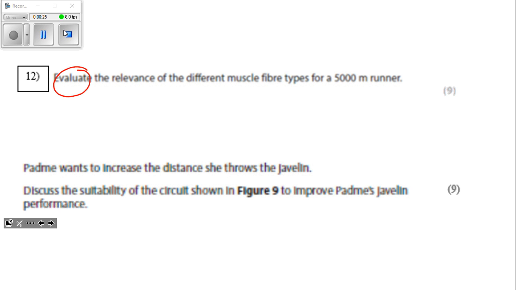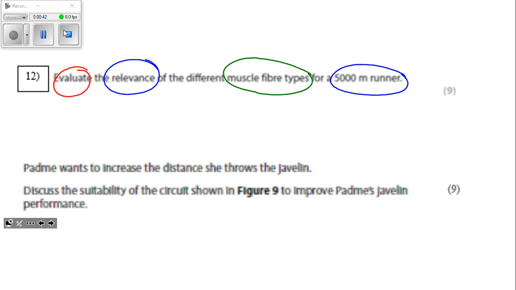I'm not going to tell you. That's what you need to look at. What's our content words, topic words? Muscle fiber types. What's our qualifier word? What are we going to be linking our answer to? Anything else? Relevance. And also we now need to look at the amount of marks that are available. We have 9 up for grabs here. So think about it. What's the AO split?